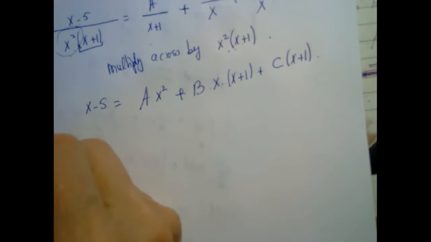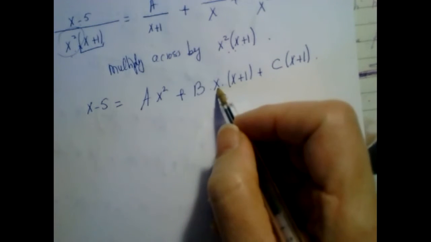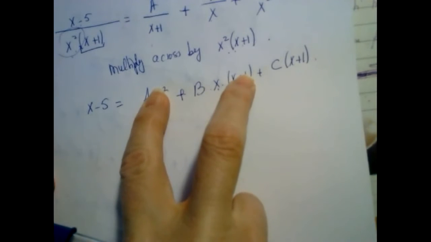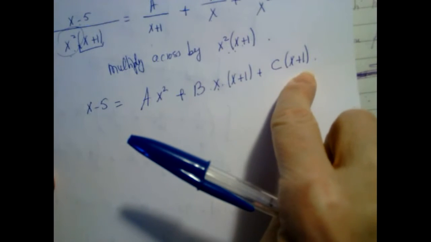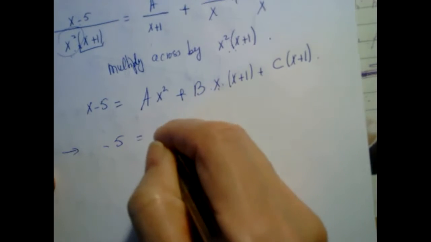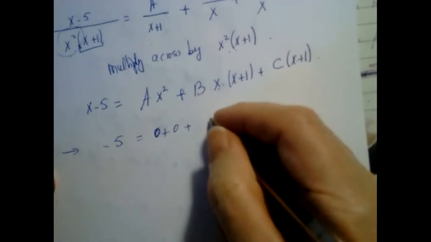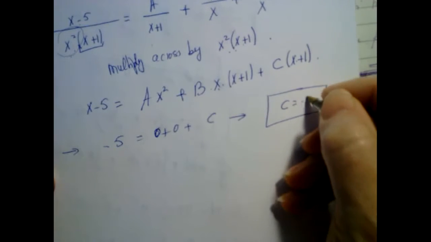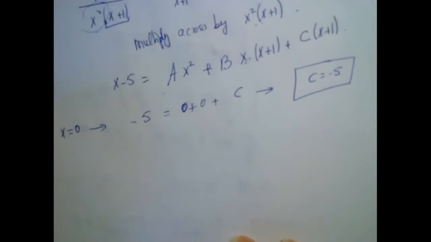Pick a value. Let's pick 0, because if I pick 0, this term will go, and I will be left being able to compute the c. I will have minus 5 equal a bunch of zeros plus c. Minus 5 is c.